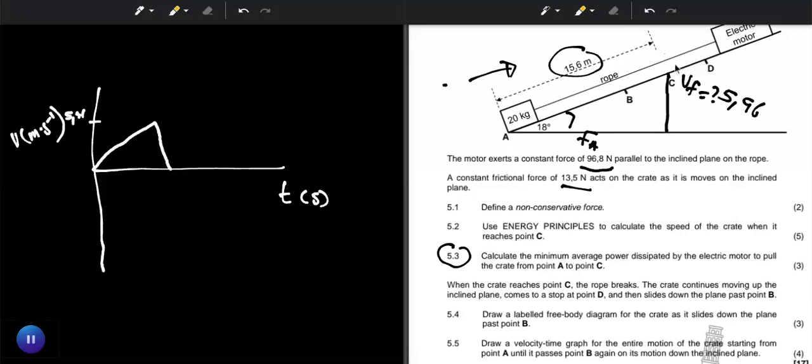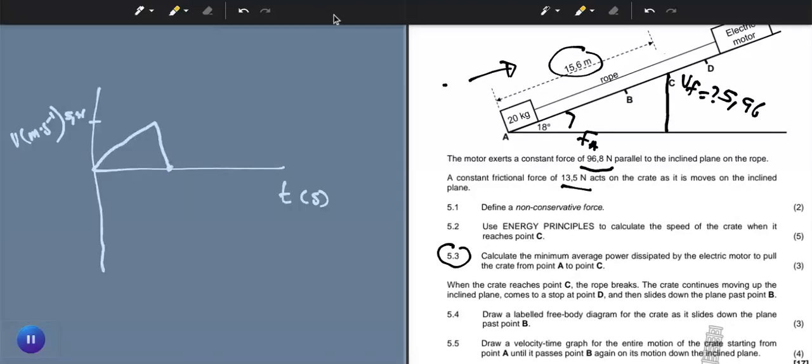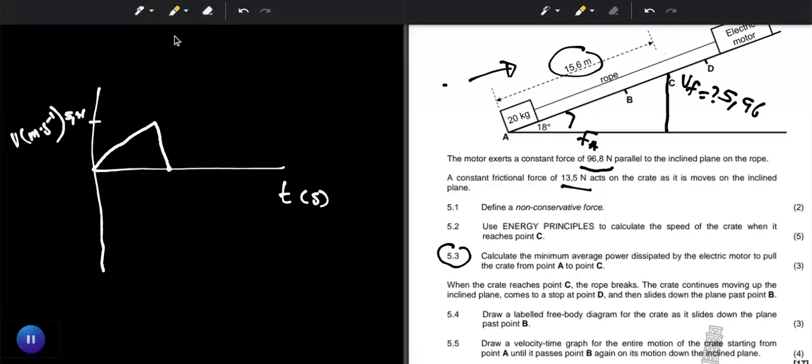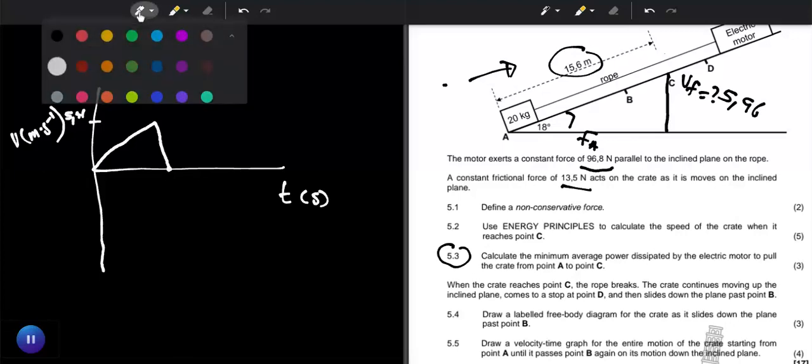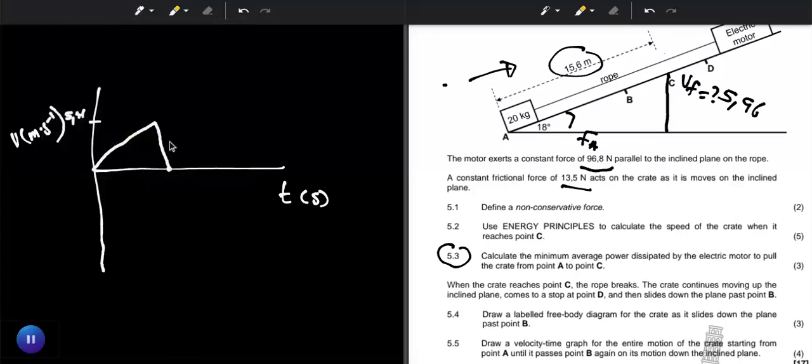Now we have the Fg parallel pulling this thing down, and we have friction in the opposite direction, which means we expect this to take a bit of time. So we can just draw something like this. Sorry about that, it's not writing. There you go. It takes a bit of time, and just do it like this, and you're done. So that's all for the velocity versus time graph. That was 5.5. Okay, till the next tutorial exercise, signing out.